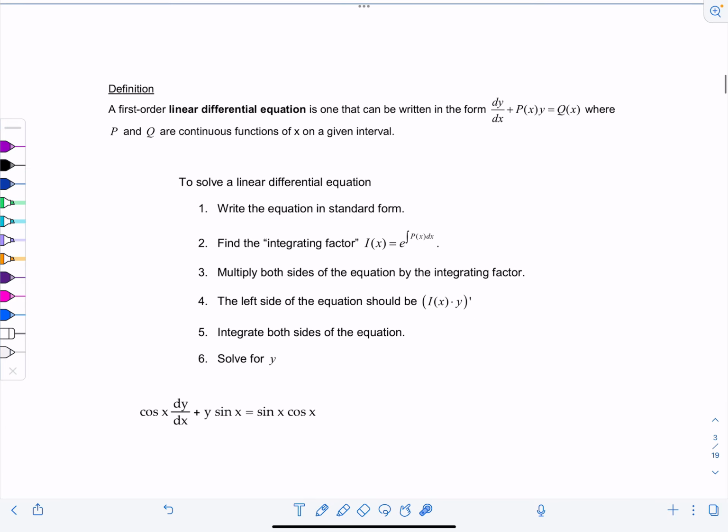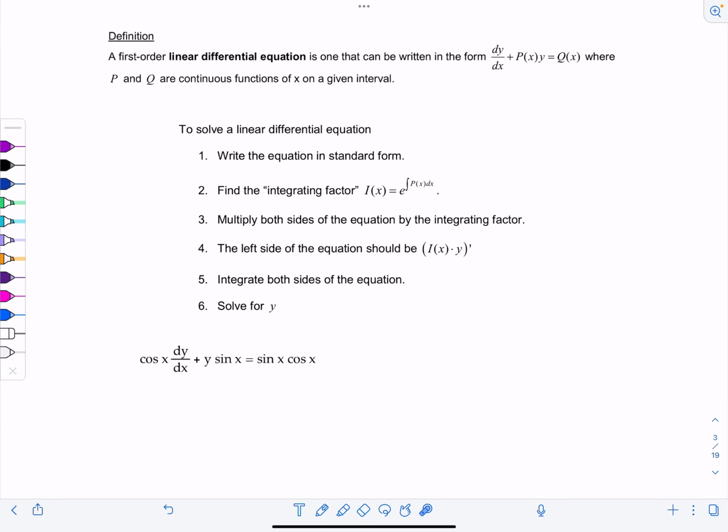Now, next kind of differential equation that you're going to need to know in Calc 2, wait until you take differential equations, is a first order linear differential equation. So it has to have the following form. You have dy/dx plus p of x times y equals q of x.